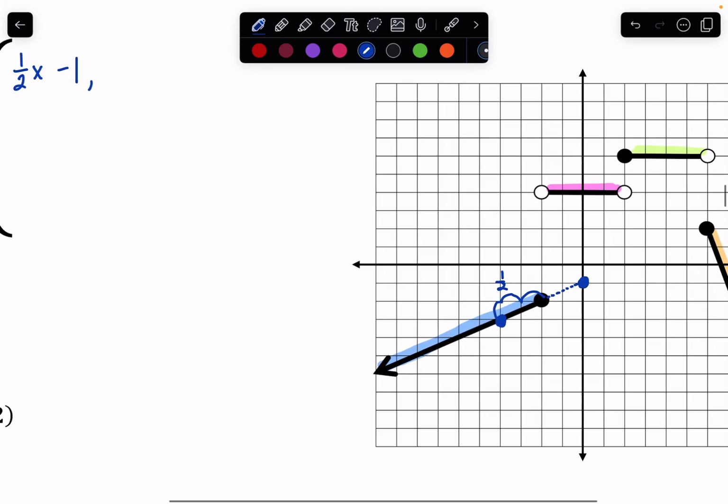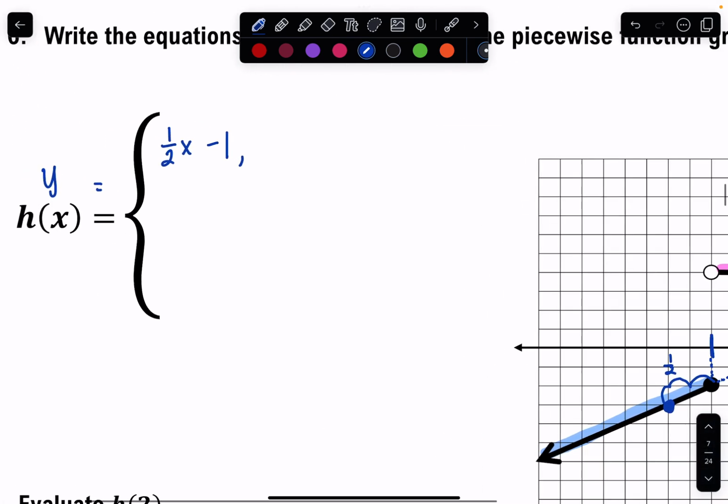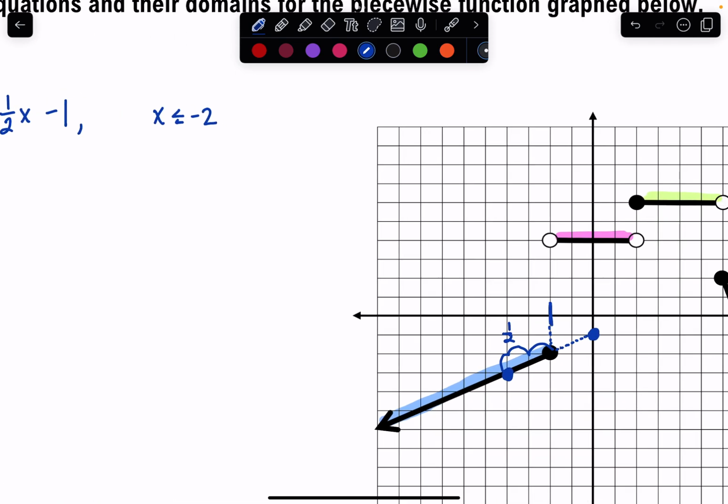And now let's look at my restrictions. Where is this line existing on the x-axis? Well, right here at -2. It looks like my graph goes from -infinity, right? We're going all the way to the left until we get to -2 on the x-axis, okay? So we're going to say that all of my function here is existing where x is less than or equal to -2. I'm using less than or equal to because of that closed circle there.